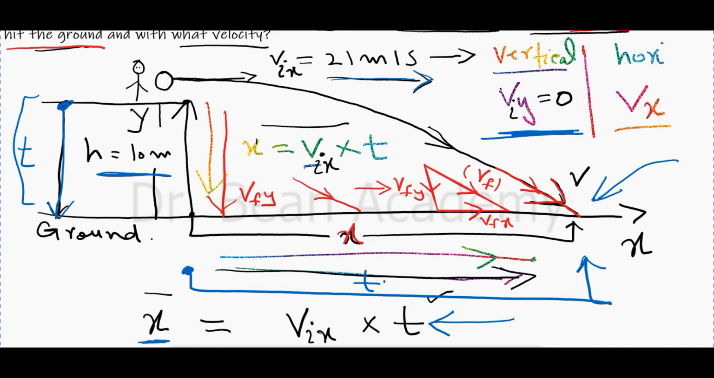For the vertical motion of the body, initially Viy is equal to 0, because the velocity given to the ball was purely horizontal. So wherever you need the initial velocity in the vertical motion, always take that as 0, because we are calculating the time considering only the vertical motion of the body, and we will take the height as 10 meters.